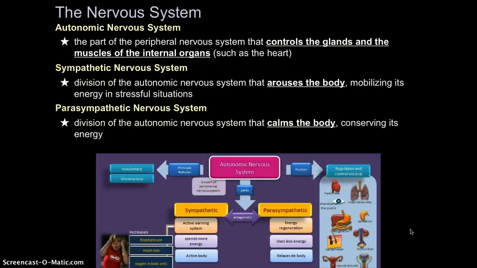The autonomic nervous system is a part of the peripheral nervous system that controls the glands and the muscles of the internal organs, such as the heart. The sympathetic nervous system is a division of the autonomic nervous system that arouses the body, mobilizing its energy in stressful situations. So this might be like the fight or flight you've heard of before, or it tells your body to produce adrenaline, so you're able to have a quicker reaction time. And then the parasympathetic nervous system, on the flip side, is a division of the autonomic nervous system that calms the body, conserving its energy. And we'll dig a little bit more into this next week when we talk about sensation and perception.